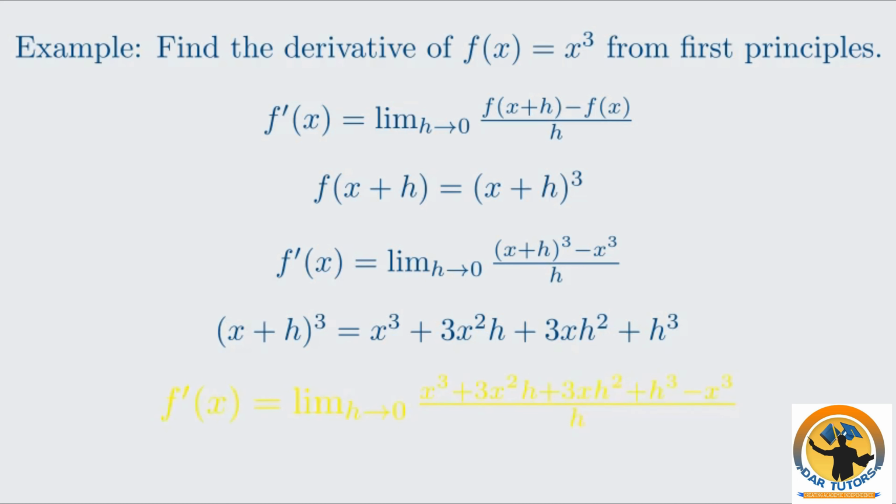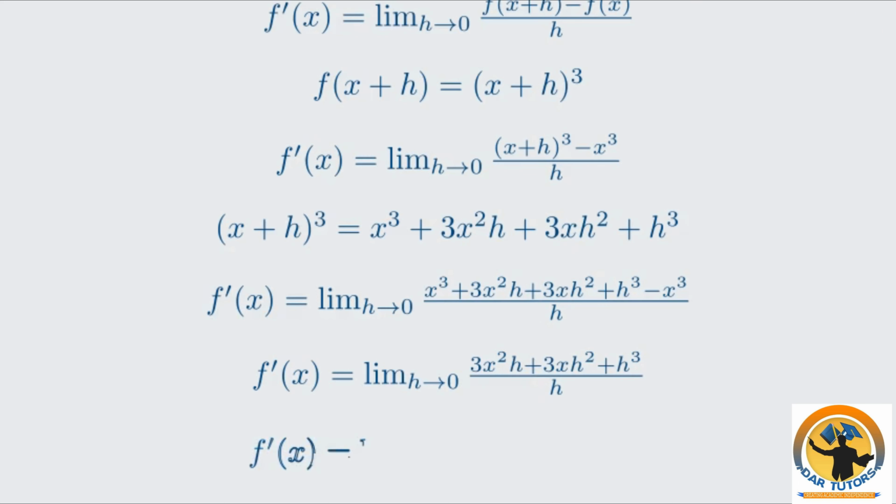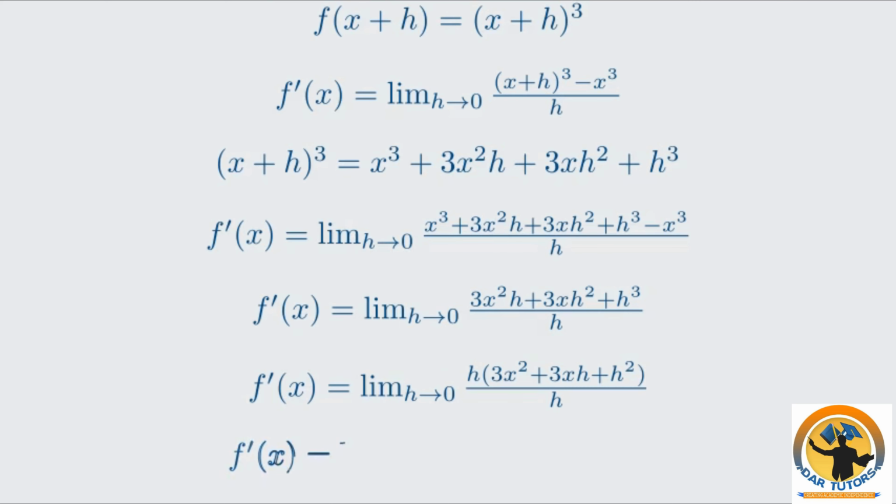Notice that the x cubed terms cancel out. This leaves us with the limit as h approaches 0 of 3x squared h plus 3x h squared plus h cubed all over h. Now we can factor out an h from the numerator. This gives us the limit as h approaches 0 of h times the quantity 3x squared plus 3xh plus h squared all over h. Since h is approaching 0 but is not equal to 0, we can cancel the h in the numerator and denominator. We are left with the limit as h approaches 0 of 3x squared plus 3xh plus h squared.